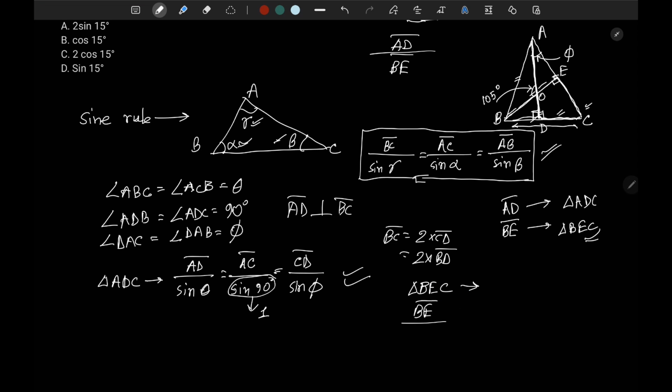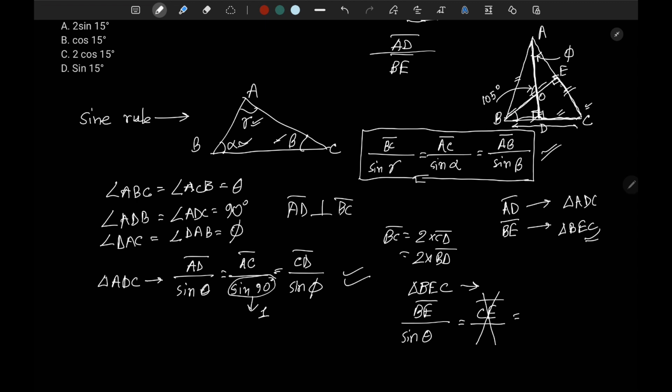BE divided by what is the opposite angle of BE? That is nothing but your ACD or theta. So BE by sine theta is equal to your CE by the opposite angle. Actually this ratio is not needed at all. Why? Because we don't know the value of CE, and also we don't know the value of angle CBE, right? So it is not needed actually.